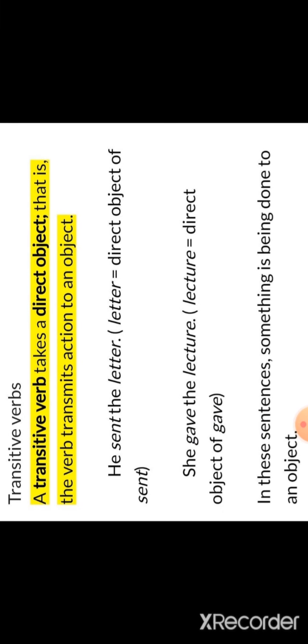Transitive verbs take a direct object, that is, a verb transmits action to an object. Directly जो action है it is transmitted to the object without any indirect object. Suppose he sent the letter.